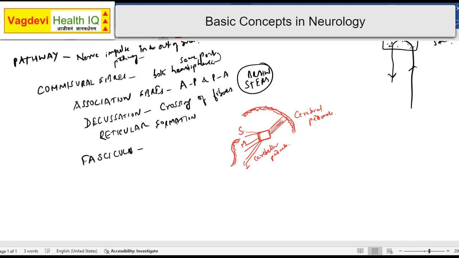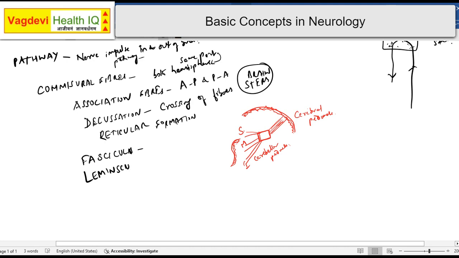If you don't know, you read up on the answer. These topics are very, very important. They sometimes ask you in the viva, and then you get confused. Fine. Fasciculus. And after that, one more important term is lemniscus. How many of you know about lemniscus? Have you heard of it? It's a ribbon kind of band of nerves.